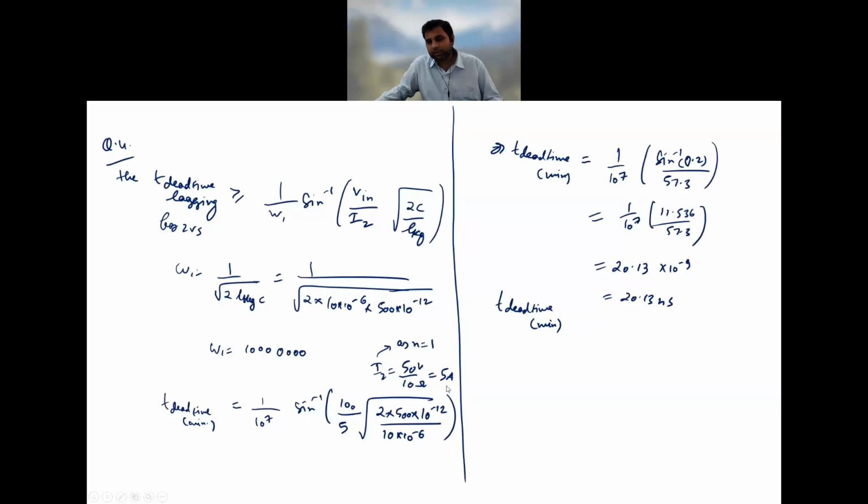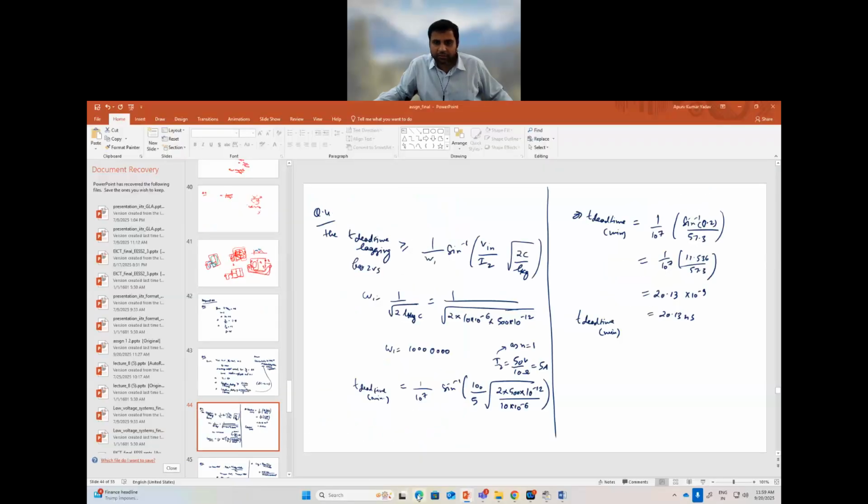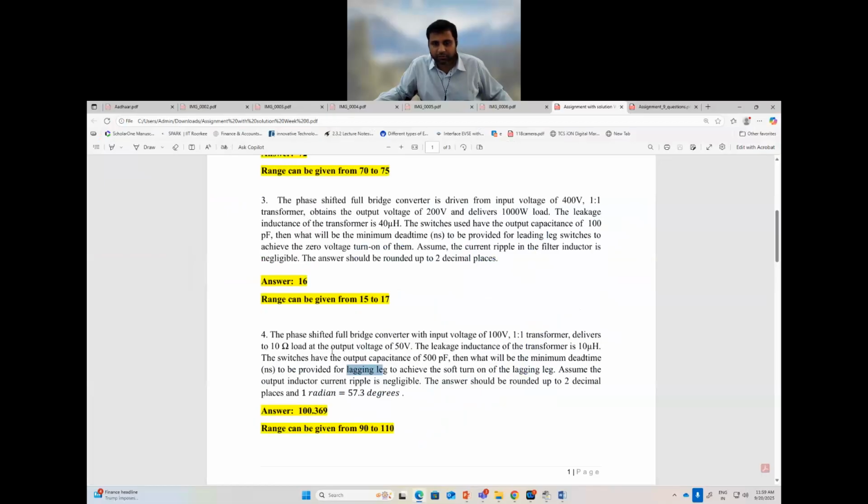So our average output current is nothing but 5 ampere. And since the ripple is very minimal, we can assume the current is nearly constant, and that amount of current will get reflected onto the primary side, since we have transformer ratio 1:1. So directly 5 ampere will jump on the primary side, and when you put it in this formula, what we get is nothing but 20.13 nanosecond. Yes, the value given was slightly wrong. We will change this value as well in question number 4. This particular answer and this range we will change.